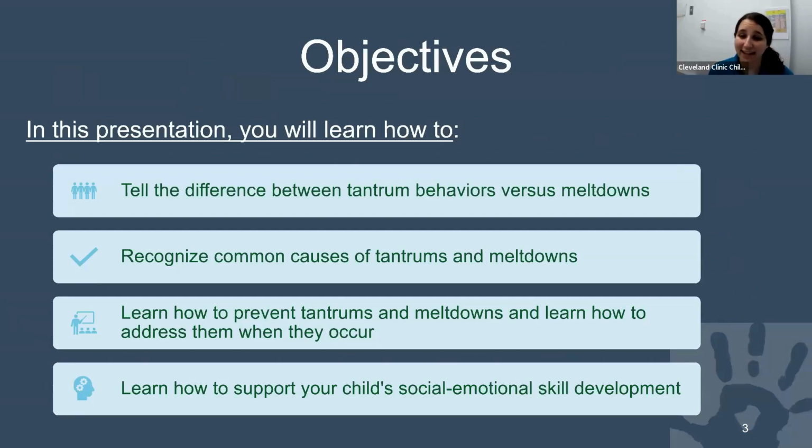So the goal of today is to be able to learn about and tell the difference between what is tantrum behavior versus what's a meltdown, to recognize what are the common causes of tantrums and meltdowns, to learn how to prevent tantrums and meltdowns from occurring, to learn how to address tantrums and meltdowns when they do occur, and to learn how to support your child's social emotional skill development, which in turn will hopefully help with preventing the tantrums and meltdowns and addressing them when they do occur.